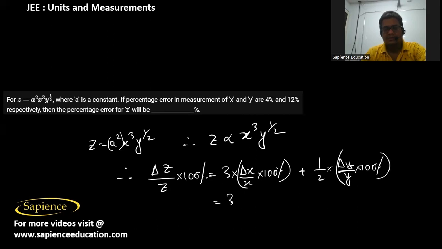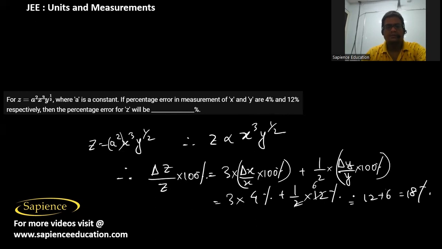So this will be 3 times the percentage error in x, that is 4%. So 3 into 4% plus half into the percentage error in y, that is 12%. So this will be 12 plus, 2 6s are 12, that is 6%. So that is 18%. So the percentage error in z will be 18%.